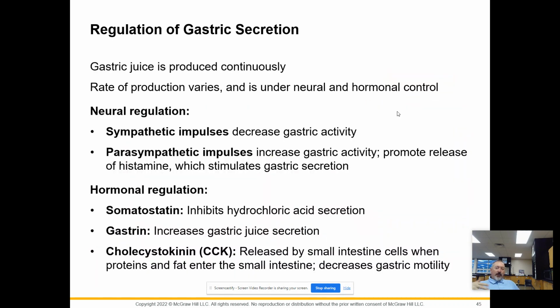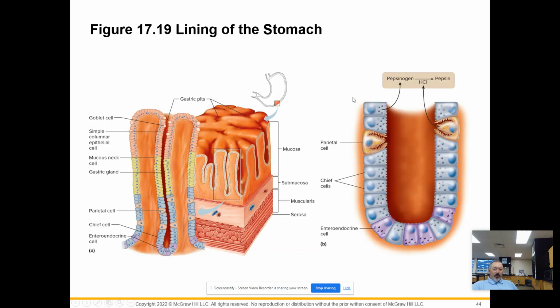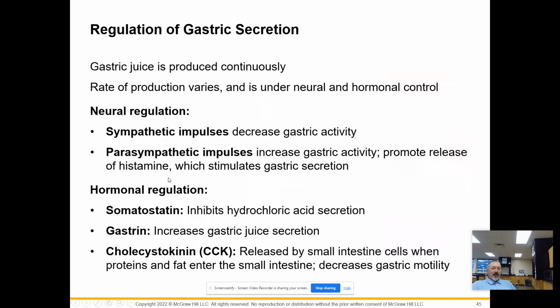All right, so after we look, let's just overview where we were. Rugae, gastric pits within, and as we move down here, goblet cells and the columnar epithelial, we get down into this enteroendocrine. We have the chief cells, we have the parietal cells, all of these doing different things. The mucosal neck, which is really releasing that mucosa to protect the overall stomach.